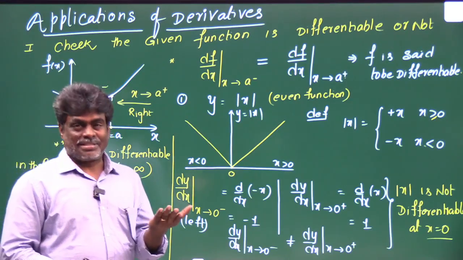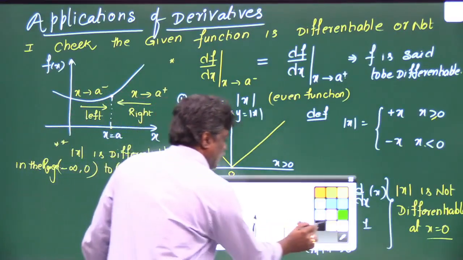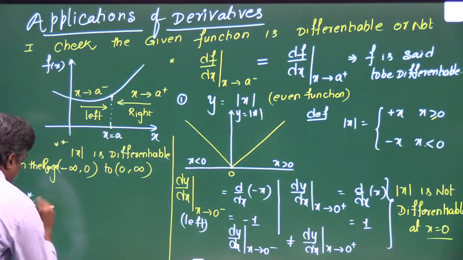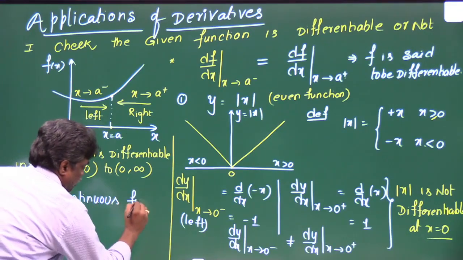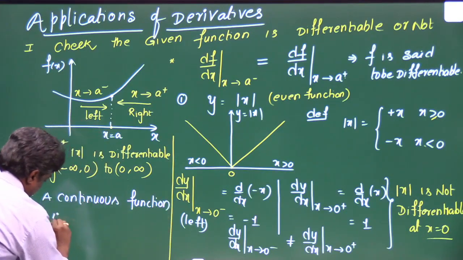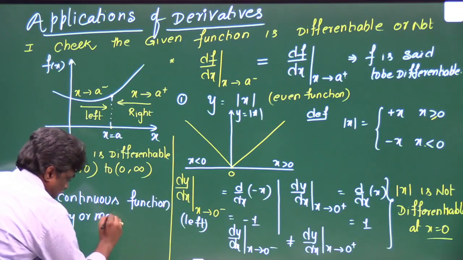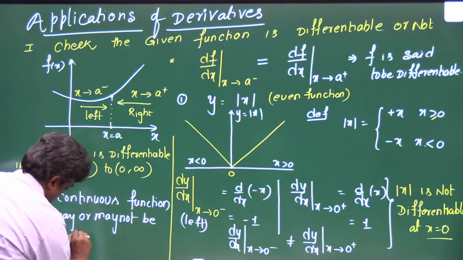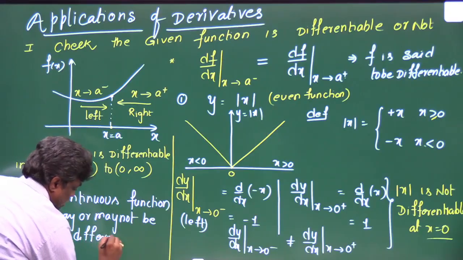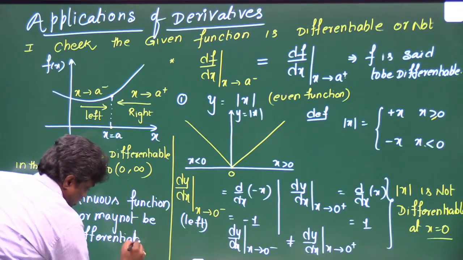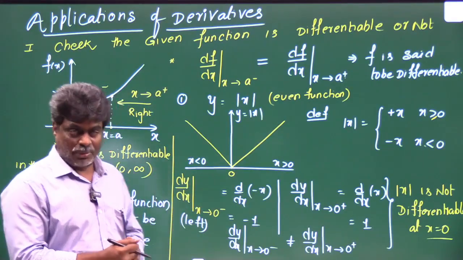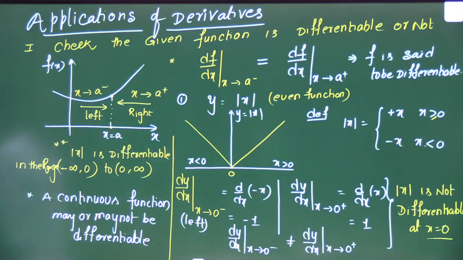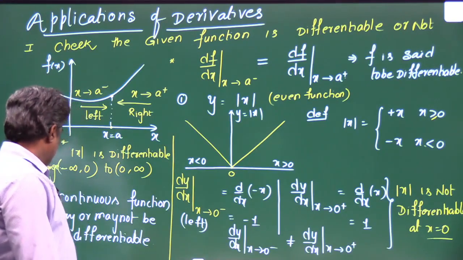So although it is continuous, it is not differentiable at x equal to 0. So your conclusion, you can say like this: a continuous function may or may not be differentiable, because mod x is a continuous function, no doubt, but it is not differentiable at x equal to 0. Right, ready. So go to the next question.